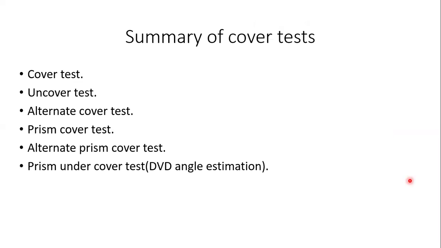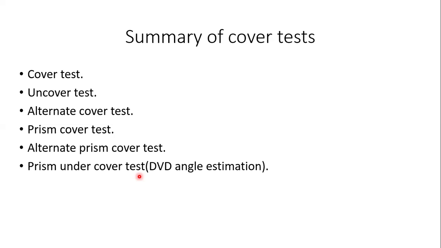Okay. So summary of cover test. We have cover test, uncover test, alternate cover test, then prism cover test, alternate prism cover test, and we have something called prism undercover test. Anyone know about it? Prism undercover test? Yes, that is for measuring the dissociated vertical deviation. So usually, for example, if I am having a patient with left DVD, I want to know the estimation, whether it is a small DVD, something within 10 prism diopter, whether it is moderate DVD, something around 20, or whether it is large DVD, something beyond 30 prism diopter.